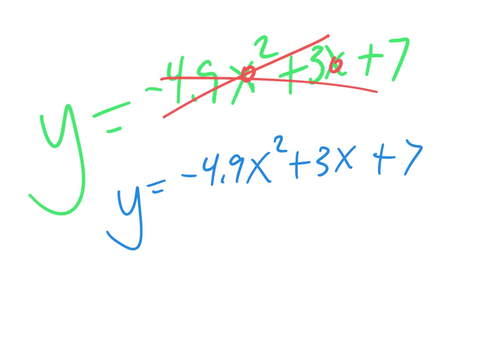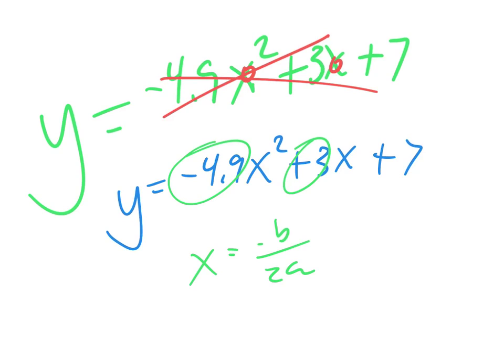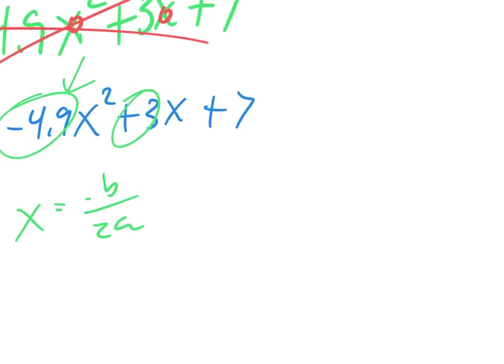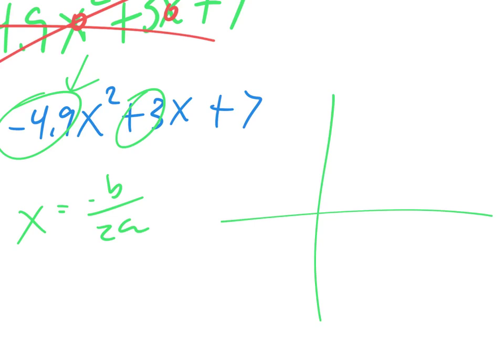Okay. So what if I wanted the vertex or the axis of symmetry? They're the same equation. x equals negative b over 2a. That's negative 3 over 2 times negative 4.9. That's an icky number because it's a real world kind of number, because this is the formula we use for a ball that's been thrown. Negative 4.9x squared plus 3x plus 7. That's like a ball that got thrown from 7 feet high to start with.